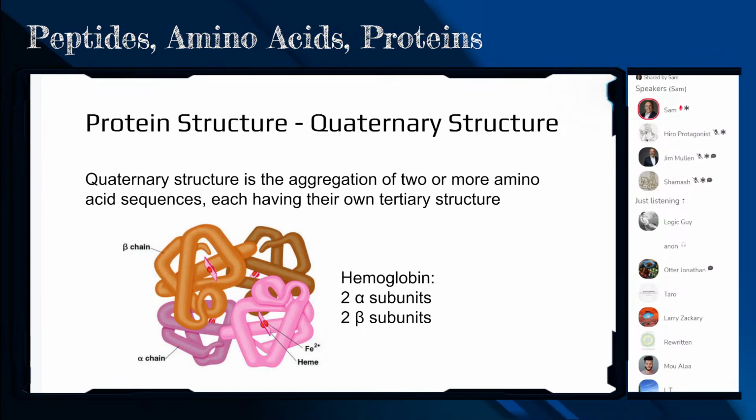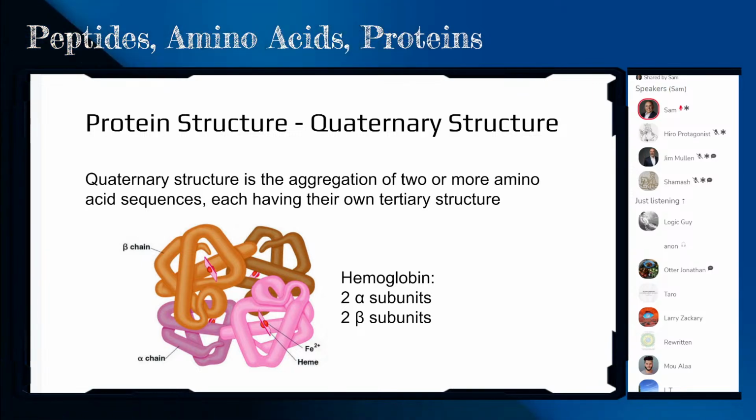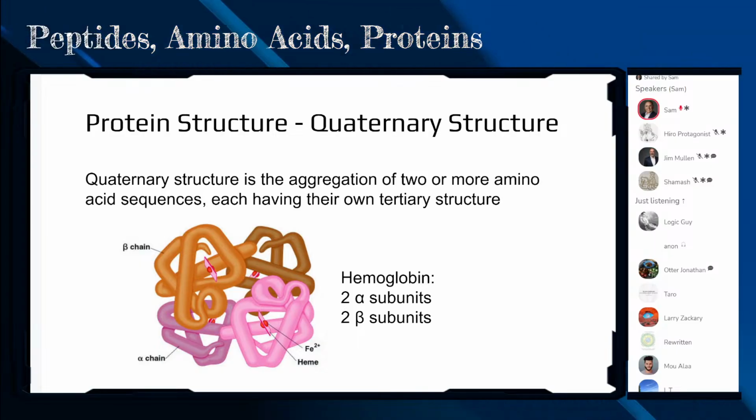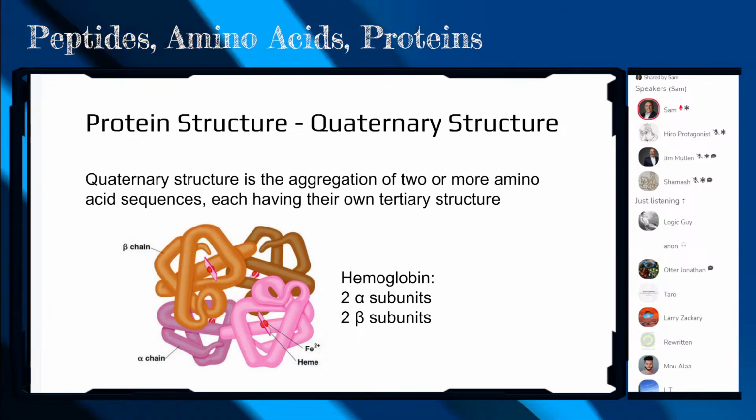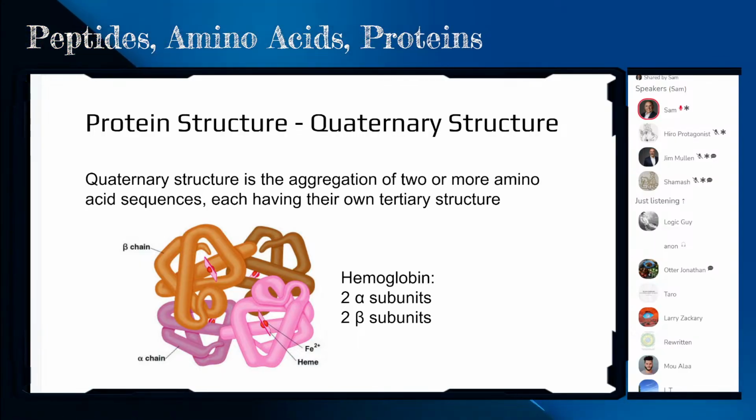What is quaternary? This is when two or more of those tertiary structures come together and they aggregate and they form a protein. So hemoglobin, not myoglobin. Myoglobin was oxygen transport inside of muscle cells. Hemoglobin is oxygen transport in the blood.